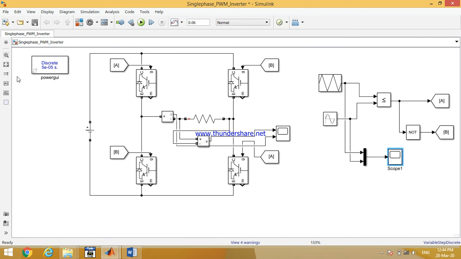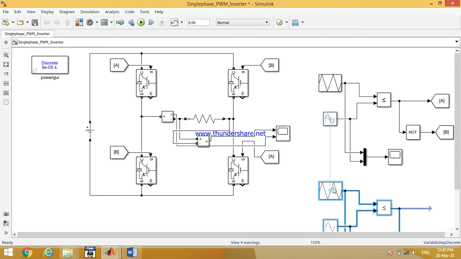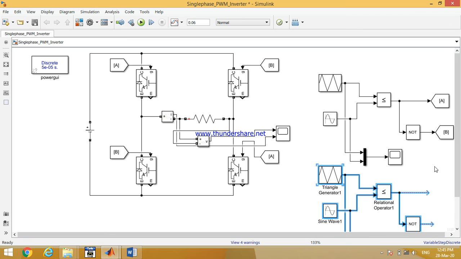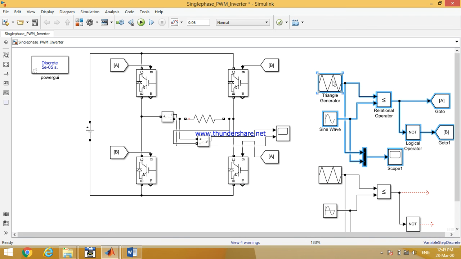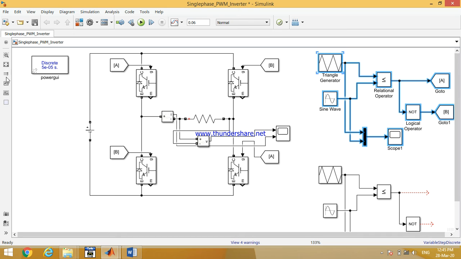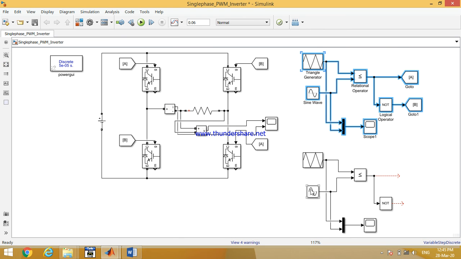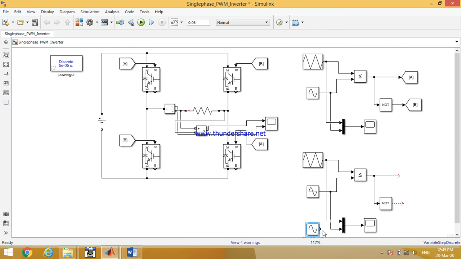Right, now for simulating the unipolar sinusoidal PWM technique, the power circuit will remain the same. As I said, the power circuit will remain the same. We just need to change the control. So we are just copying this because this much of the control will also be the same. We just need to add one more sine wave. So here is one more sine wave.